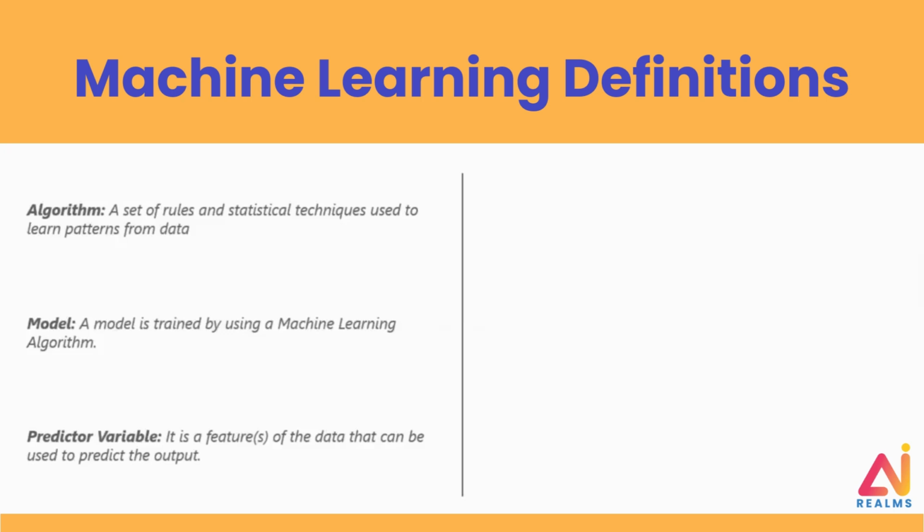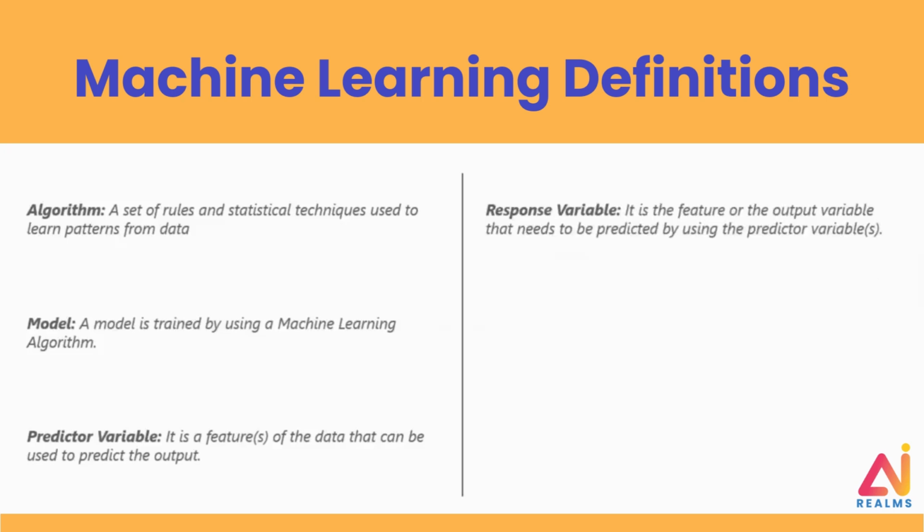The next definition is response variable. In the same example, height would be the response variable. Response variable is also known as the target variable or the output variable. This is the variable that you're trying to predict by using the predictor variables. So a response variable is a feature or the output variable that needs to be predicted by using the predictor variables.